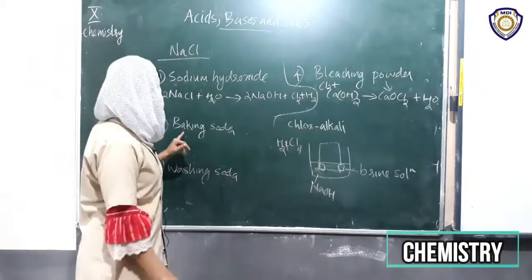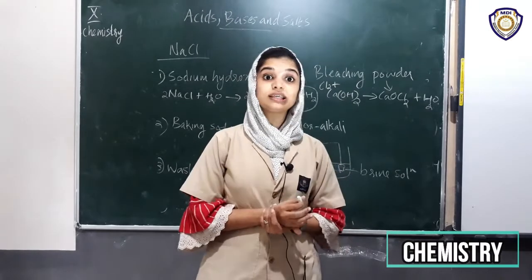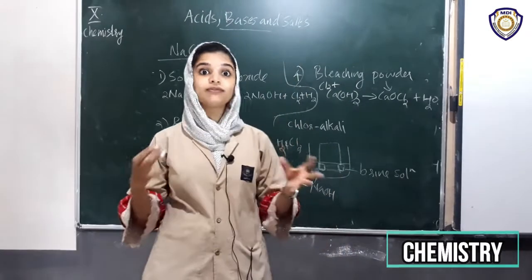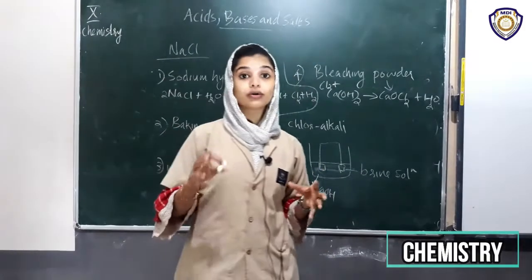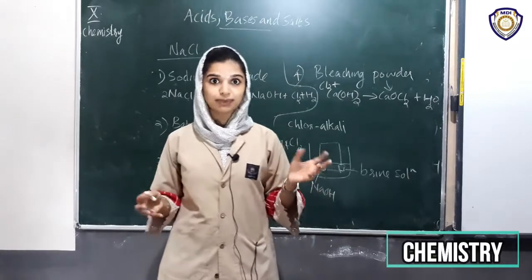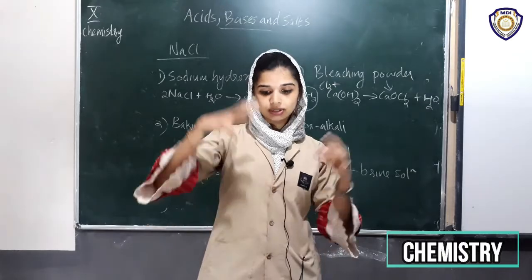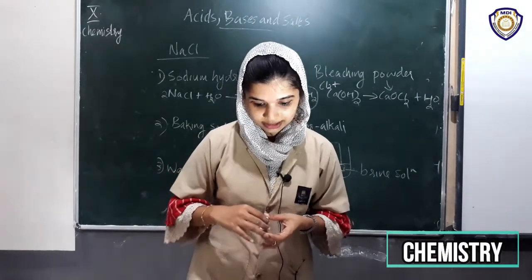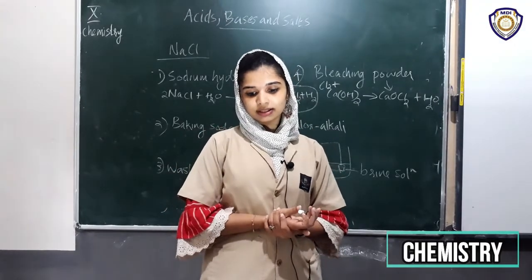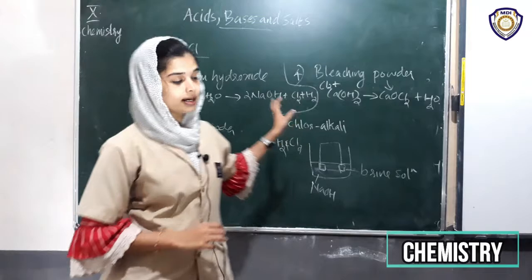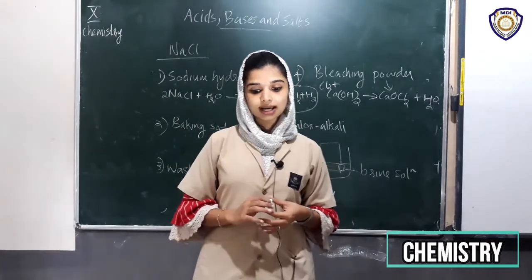Then coming to baking soda. How is baking soda prepared? Baking soda is commonly used in the kitchen to make crispy food items like pakoras. It is also used for fast cooking. You must have seen baking soda being used in your kitchen. It is also used for making cake for its crispness. It is produced using sodium chloride as one of the raw materials.